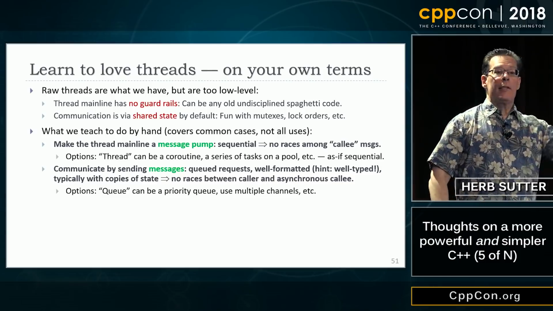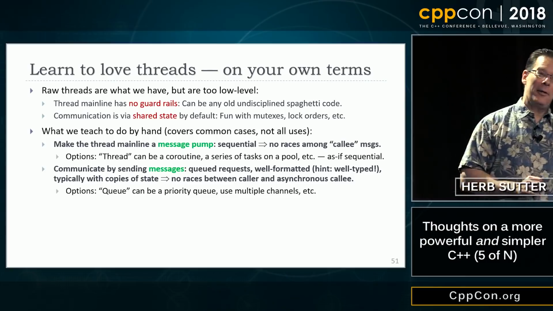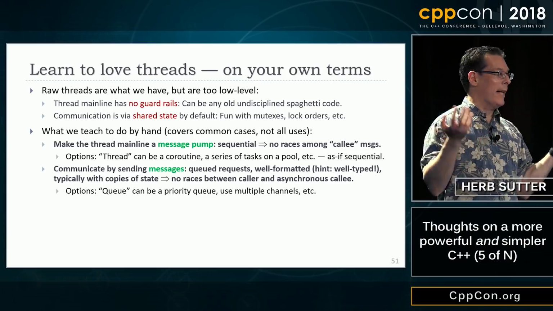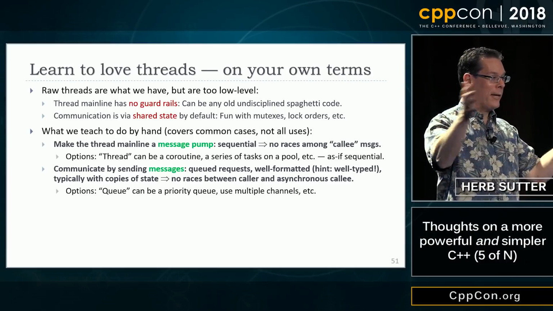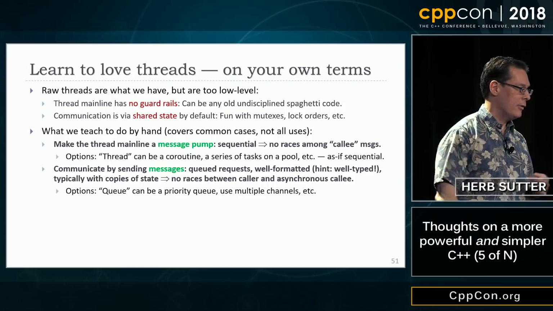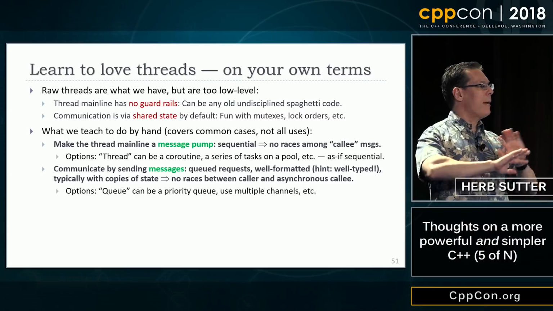And then communicate by sending it async messages and make them well formatted. Hint, we'd love to use the type systems such as, say, a function signature. That's statically a well-formatted message. A member function signature is a statically well-formatted type-safe message. And there are various options here. I'm just going to show a very basic option.